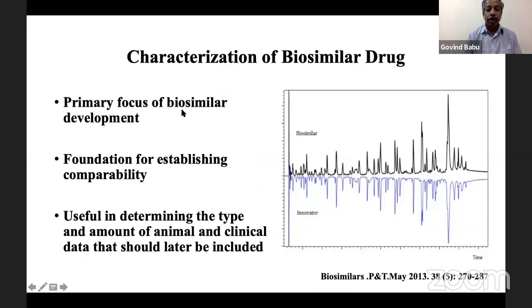So if you look at characterization of a biosimilar drug, the primary focus is on this structure because they need to have a foundation for establishing comparability. And this is how the structures are compared. This is the biosimilar versus the innovator. And as you can see, the two are mirror copies, and that's what must be reached for a biosimilar to be working as good as an innovator.